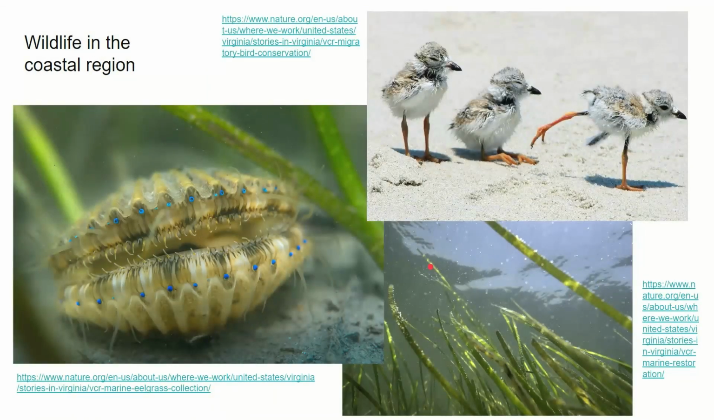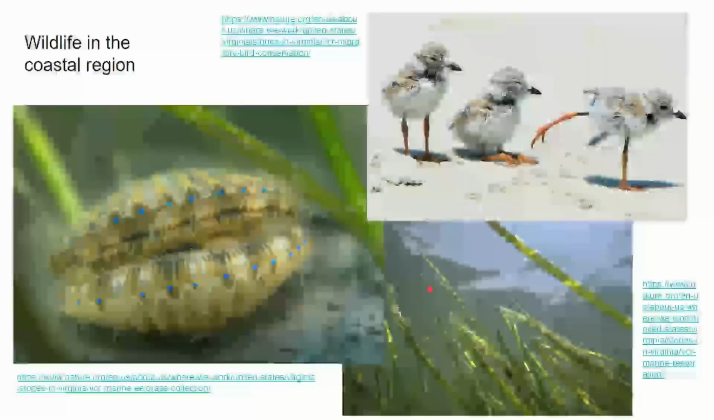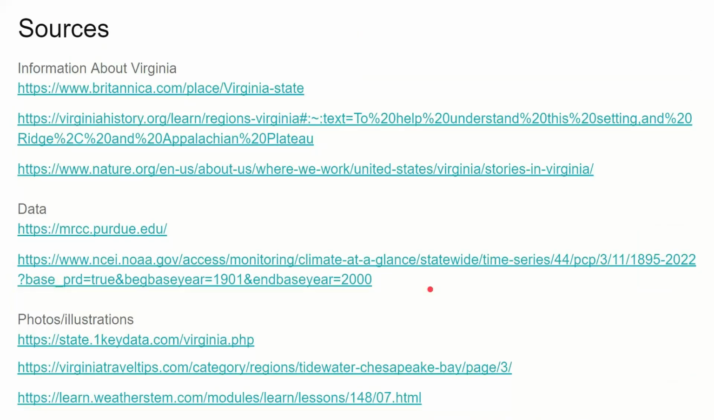Next, we can look at the wildlife in the coastal region. So here is a bay scallop, and here are some seabird chicks. These are plovers. And here is some eelgrass, which is a type of seagrass, as you can see in these pictures from nature.org. And finally, here are my sources.